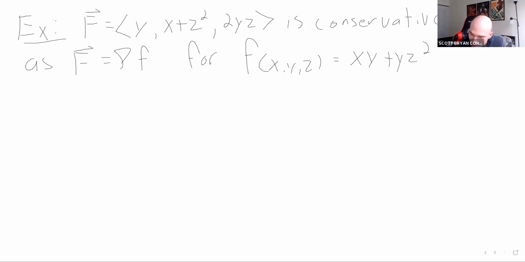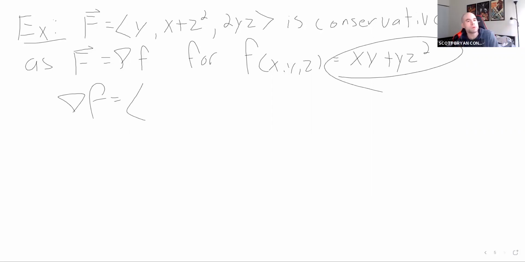If you take this function and you take the gradient, remember the first component is the partial with respect to x. So we get y plus 0, so y. The second component is the partial with respect to y. So we get x, and then plus z squared. And the third component is the partial with respect to z, which is 0 plus 2yz, which is exactly what we got out there.